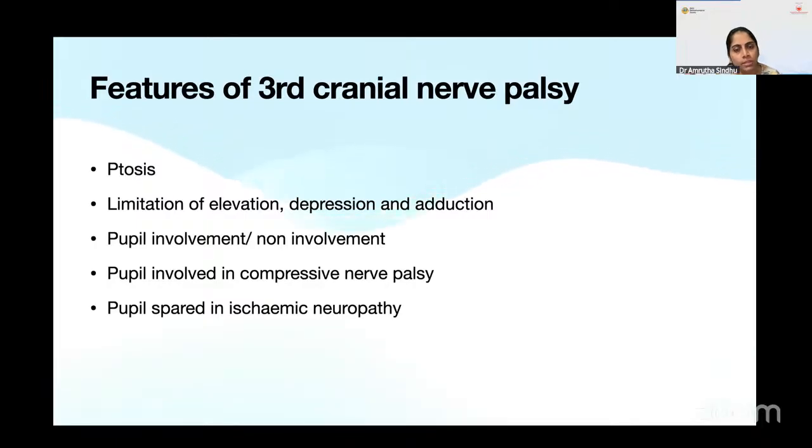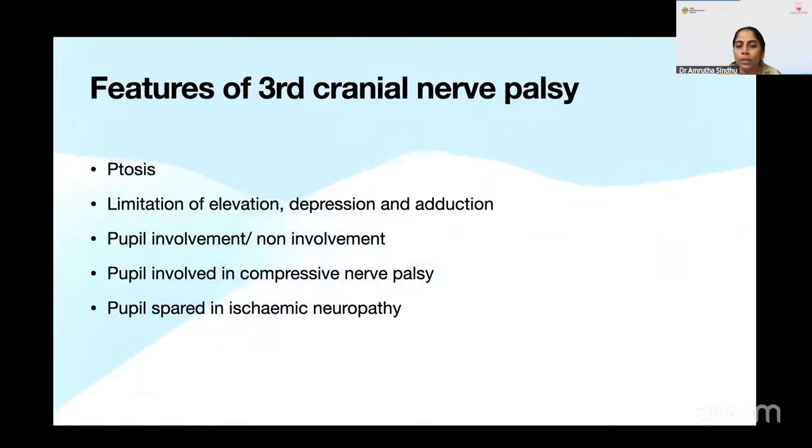There are a lot of features which you have to remember in third cranial nerve palsy. I don't want to go into the details of third nerve palsy. Clinically, they present with ptosis, limitation of elevation, depression, and adduction, because these are the muscles which are involved. Except for lateral rectus, all other muscles are involved in third nerve palsy. There can be pupil involvement or pupil sparing. This is quite an important point to remember for postgraduates.